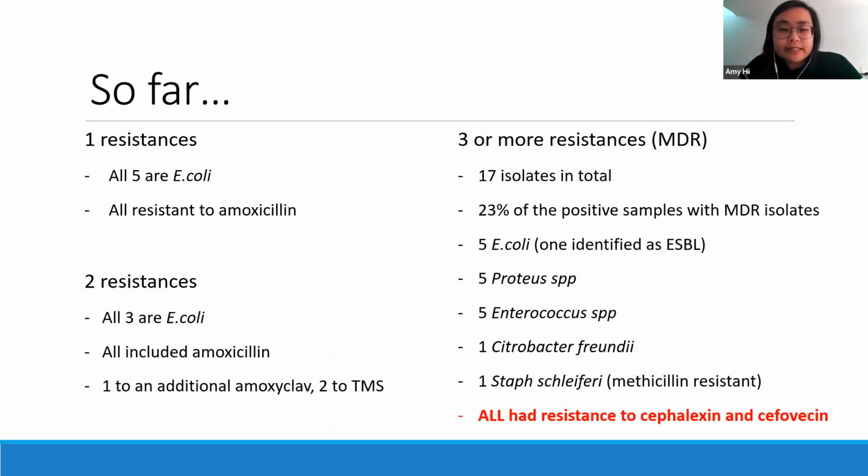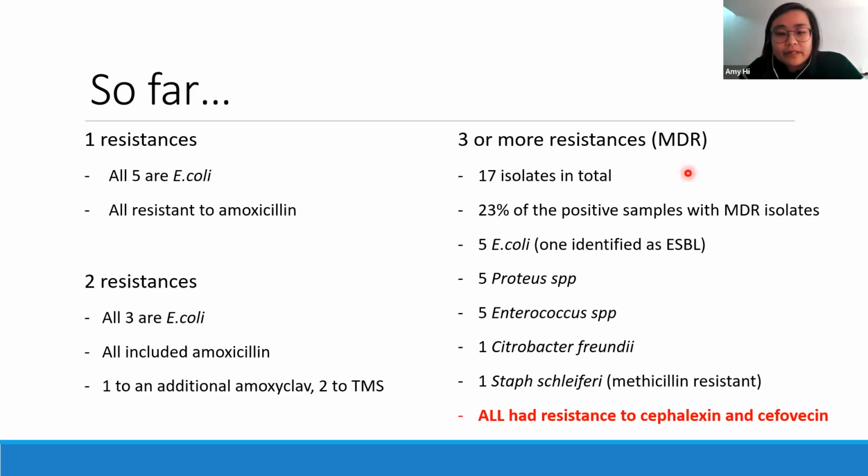In terms of drug resistances, all 5 E. coli isolates with 1 drug resistance were resistant to amoxicillin. And then we had 3 E. coli that had 2 resistances, and all of them included amoxicillin, 1 to additional amoxiclav and 2 to TMS.